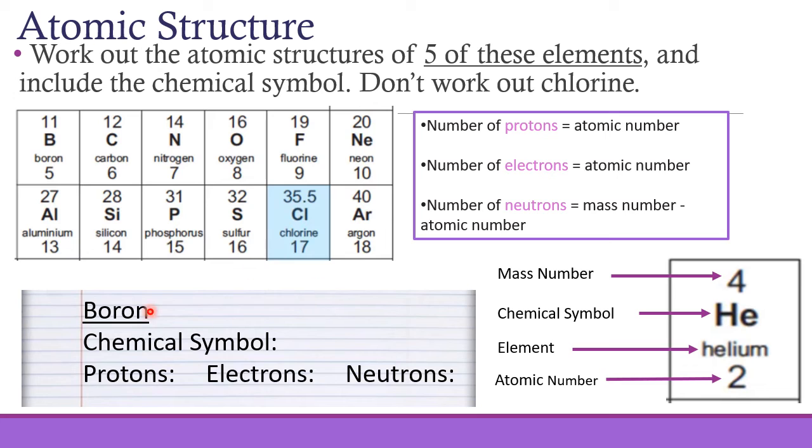Now if you were to choose boron, for example, as one of your 5 elements to work out, this is how I want you to set it out in your books. Okay, so similar to the helium atomic structure, you just write boron, then the chemical symbol, protons, electrons and neutrons. If you need to do any working out, just do it right next to it in the space. Right, so if you can pause the presentation here and work out 5 of these elements. Okay, great.